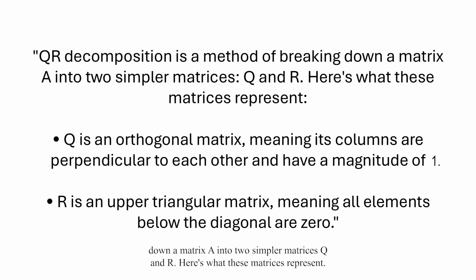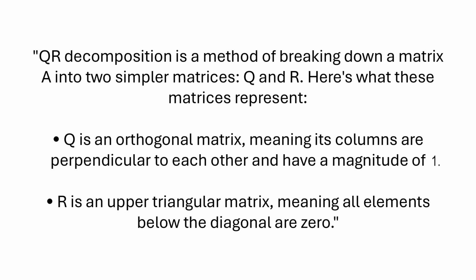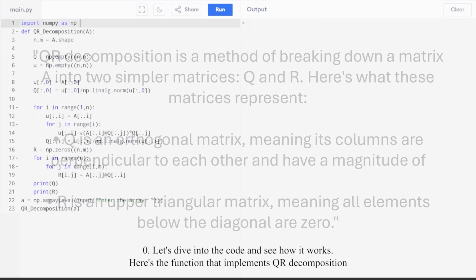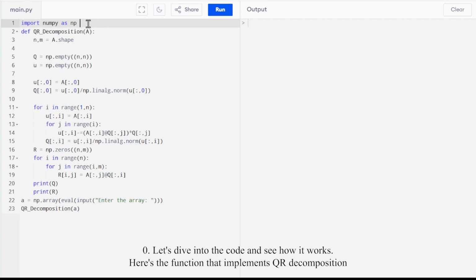R. Here's what these matrices represent. Q is an orthogonal matrix, meaning its columns are perpendicular to each other and have a magnitude of 1. R is an upper triangular matrix, meaning all elements below the diagonal are 0. Let's dive into the code and see how it works.